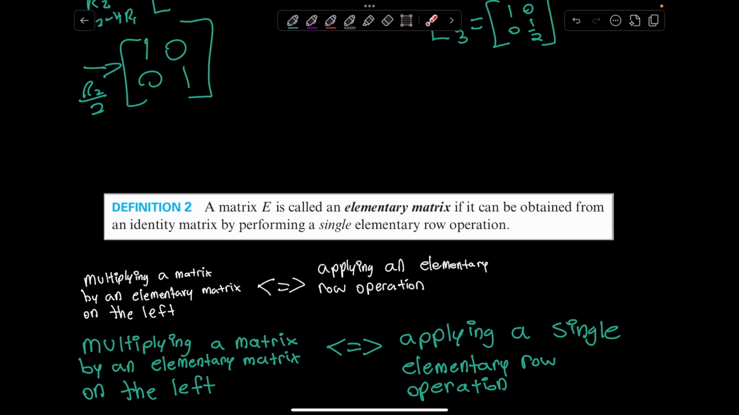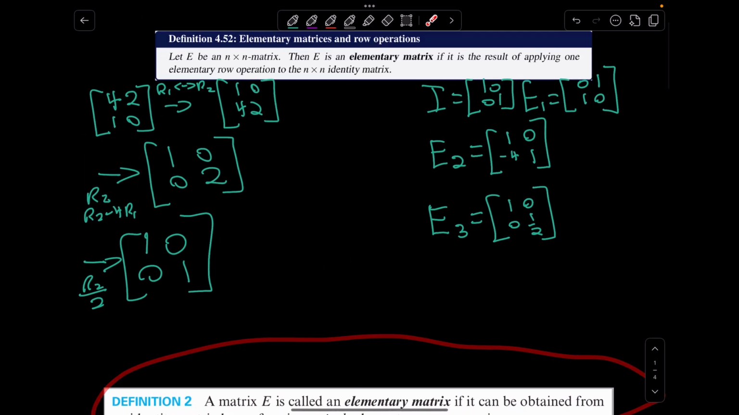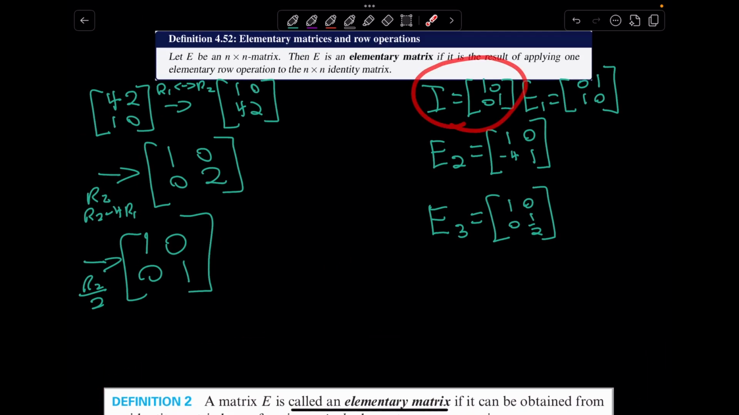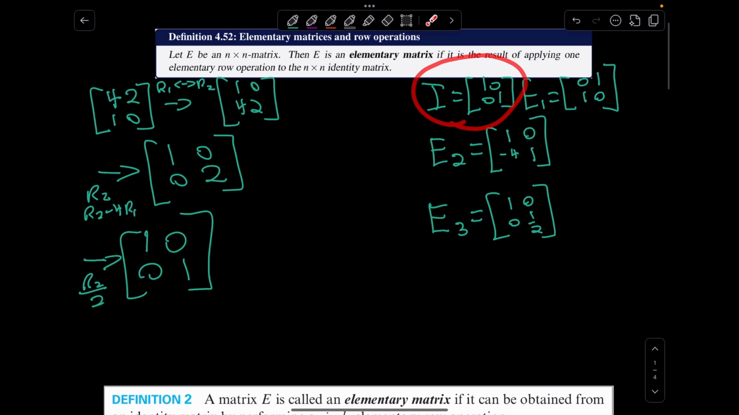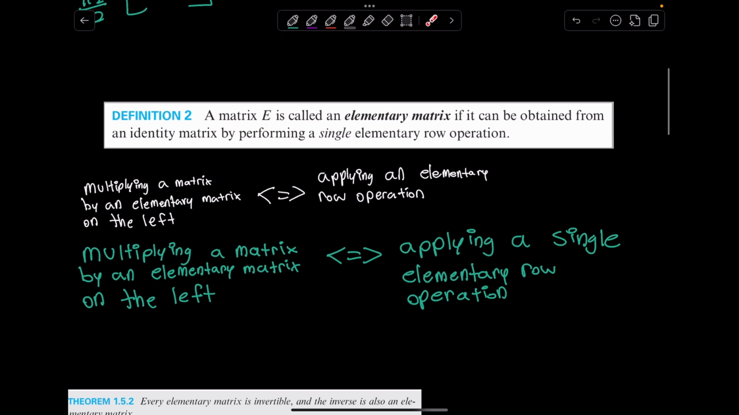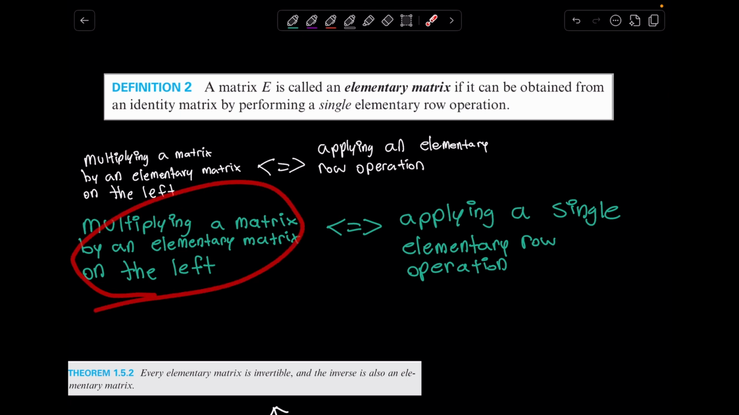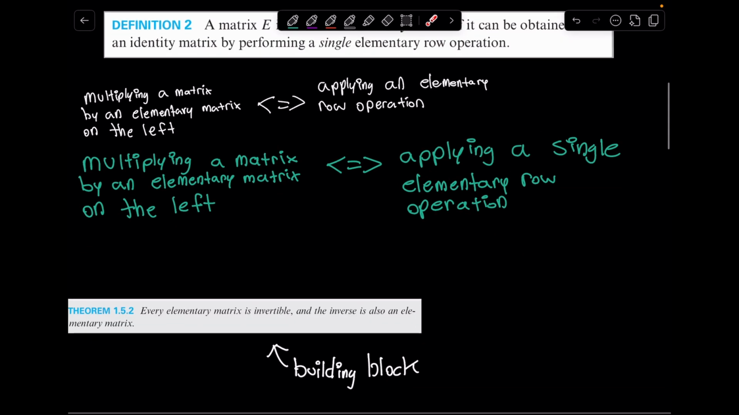So this definition here just highlights what we went over, that an elementary matrix is obtained by doing one simple row operation to the identity. And always to the identity. You do not do it to this, then to that. It's important to read it twice. Multiplying a matrix by an elementary matrix on the left is logically equivalent to just applying a single row operation. So they're just the same thing.